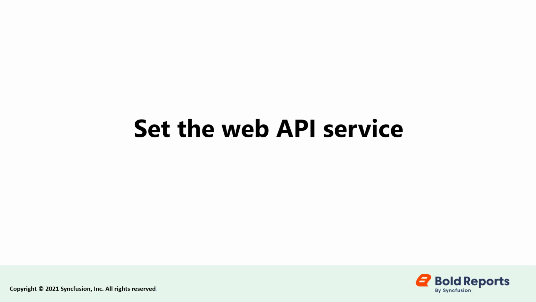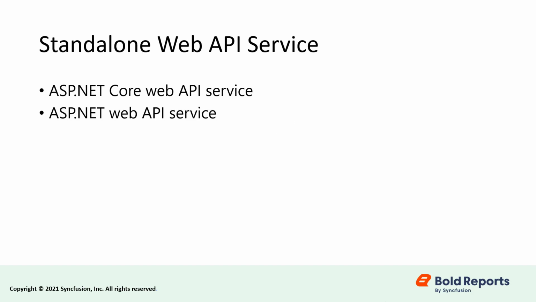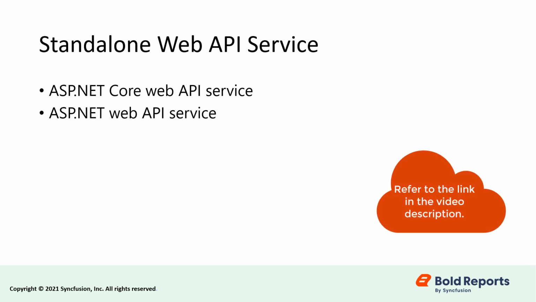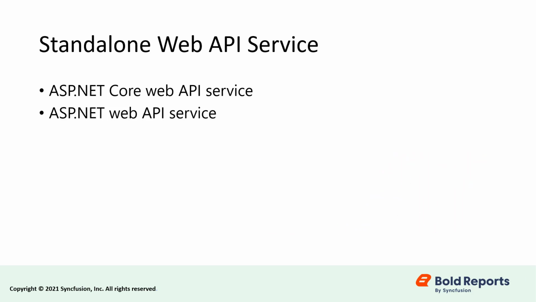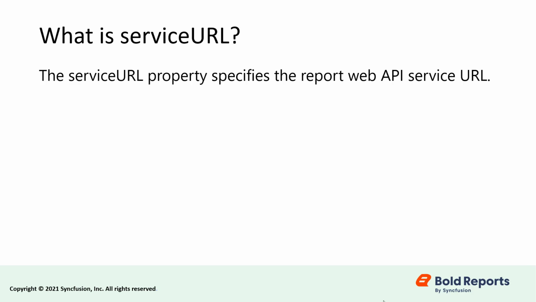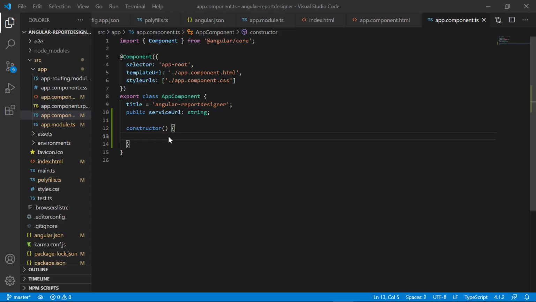Now let's set the web API service. This is where the report designer is processed and rendered in the browser using the web API service. You can find out how to create the standalone web API service in either the ASP.NET Core or ASP.NET platform in another video. I have included the video links in the description. The web API service is hosted as an Azure web app. The service URL property specifies the report web API service URL.